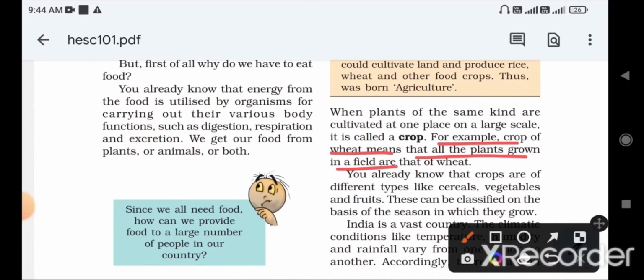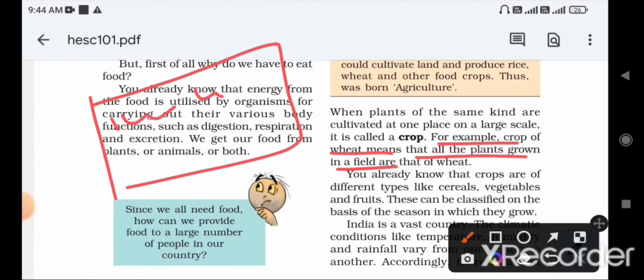So in a particular land, only wheat is grown. This type of method is called cultivation, and the plants grown are called a crop.